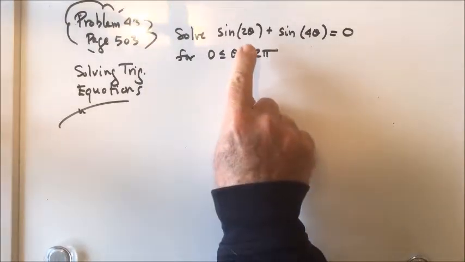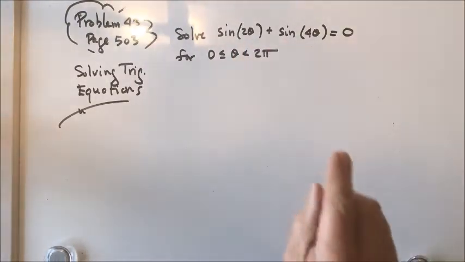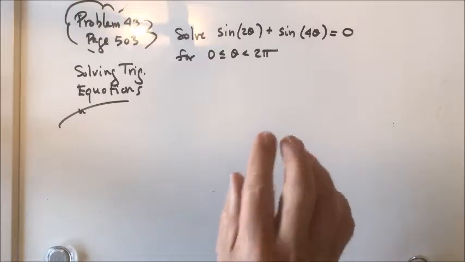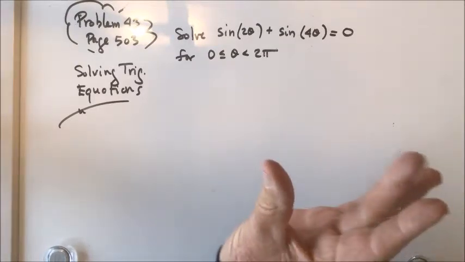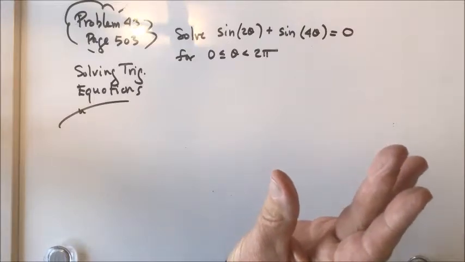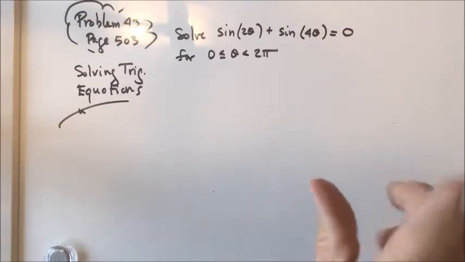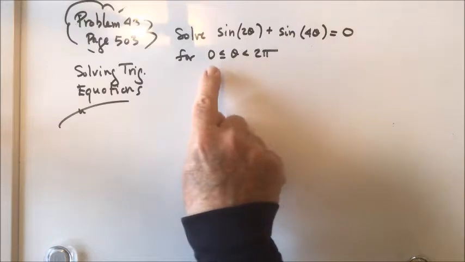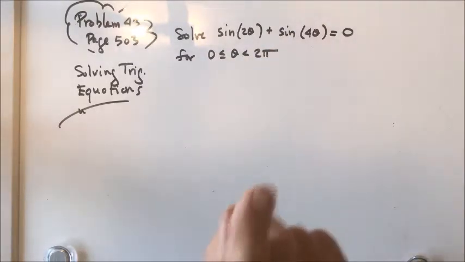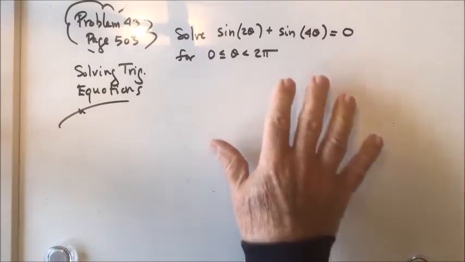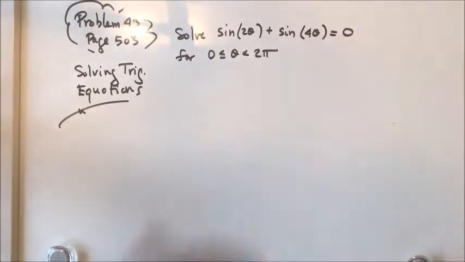Note that these arguments, 2 theta and 4 theta, are what we get when we multiply theta by a number bigger than 2. So we've compressed the sine and the cosine, and there are a lot of wiggles in both of these functions between 0 and 2 pi. And what does that mean? I think that means there are a lot of solutions to this particular problem.